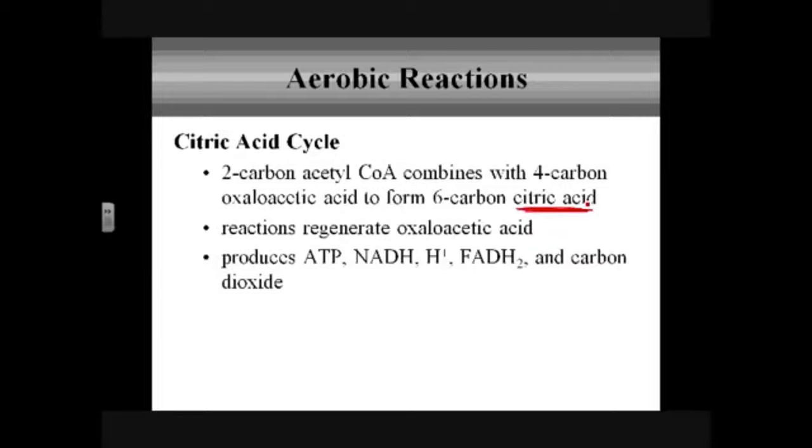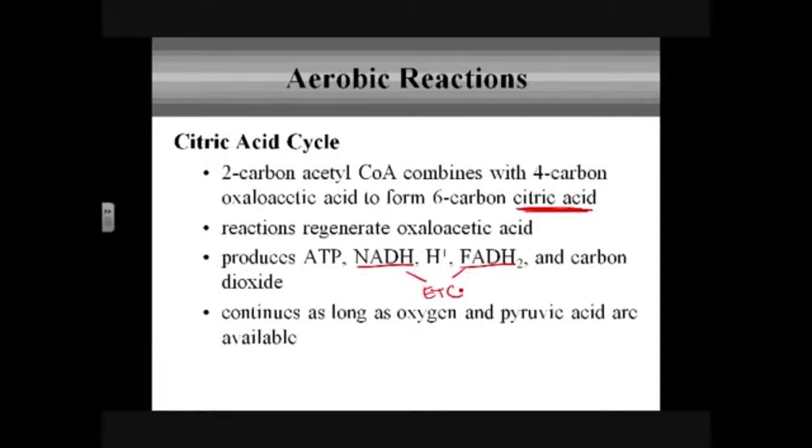What you get out of the citric acid cycle is ATP, NADH, some hydrogen ions, FADH2, and carbon dioxide. The NADH and the FADH2 will move on to the electron transport chain, the next step in the process. And so long as oxygen and pyruvic acid are there, the citric acid cycle can continue. When you run out of one or the other, obviously it can't go on.